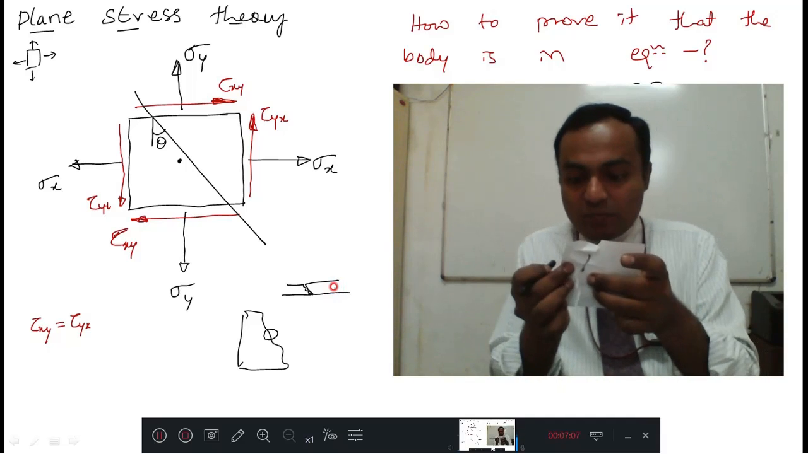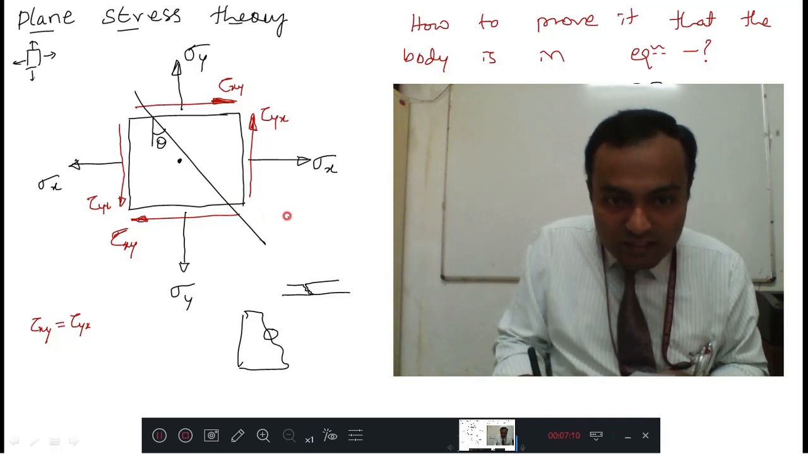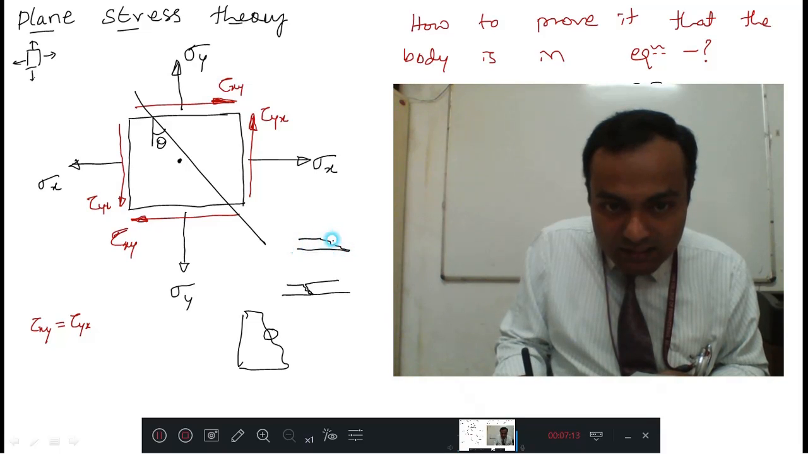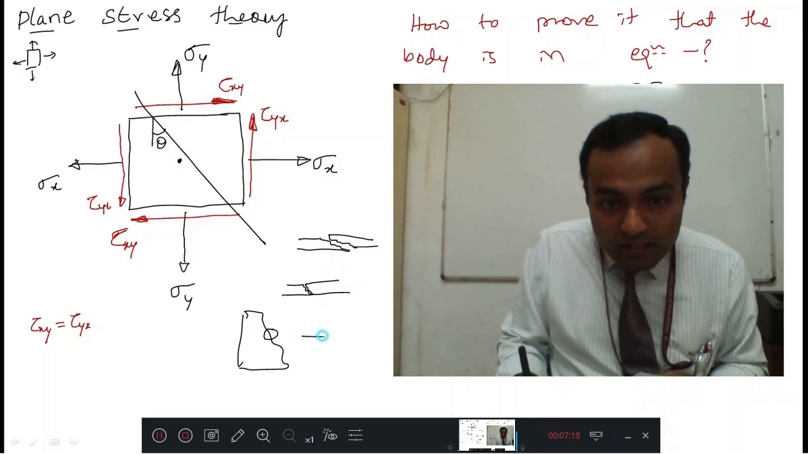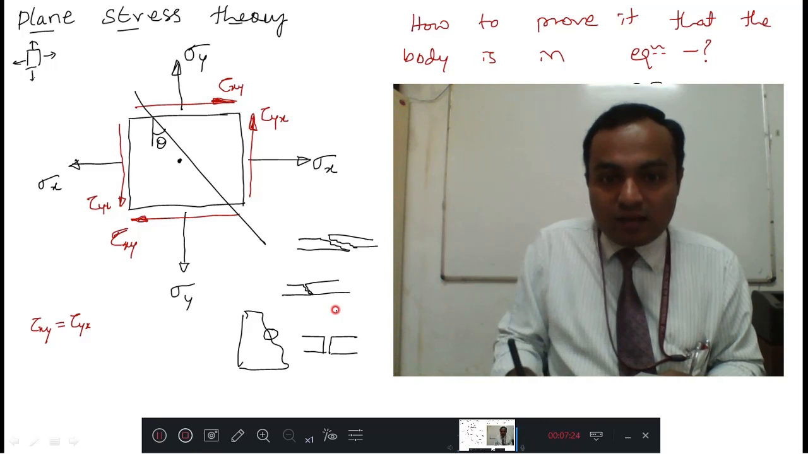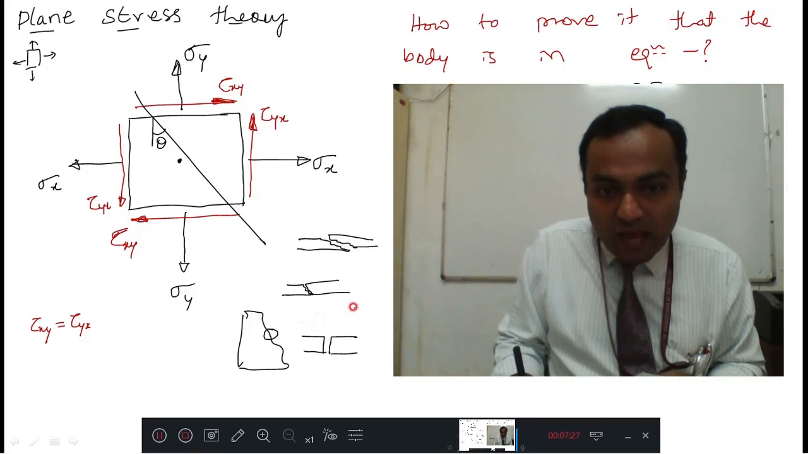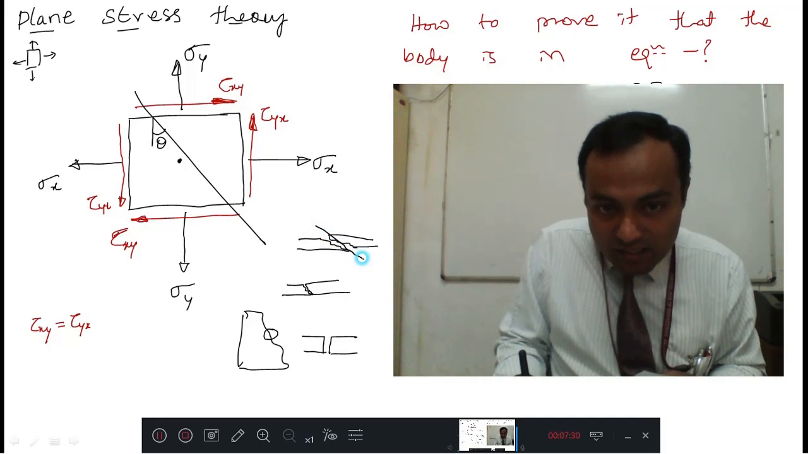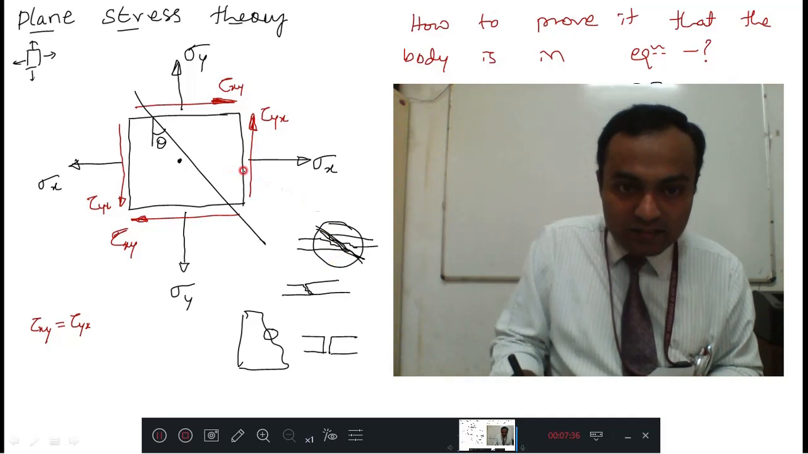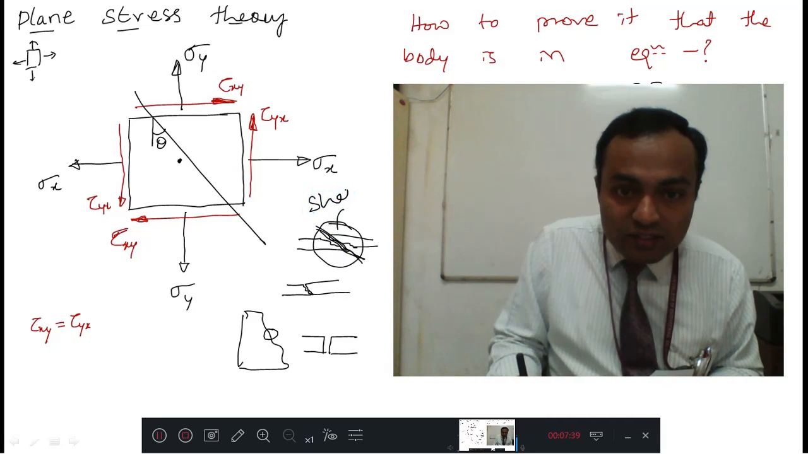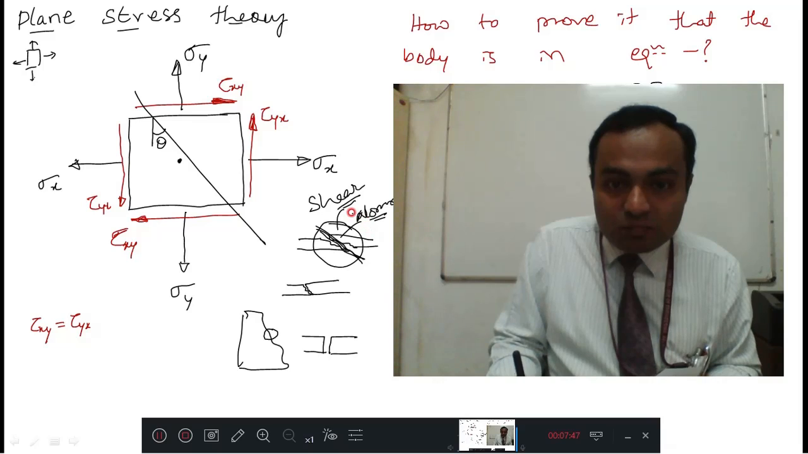See, these 2 papers, if I put in a microscope and observe, I will see something like this and something like this. It indicates that the paper is not cut exactly like this, and it is not cut exactly parallel, but it is made at some inclination. It indicates that there is shear stress also induced, there is normal stress also induced. Both are induced, normal stress and shear stress.